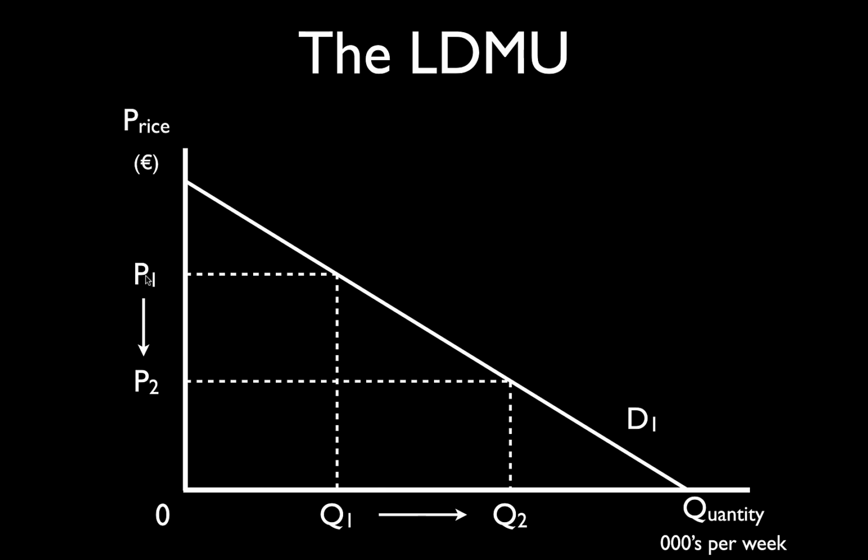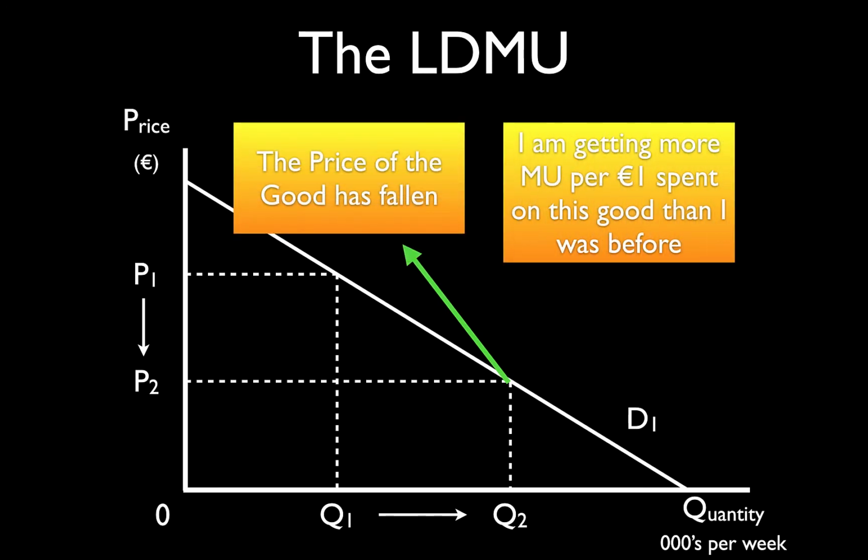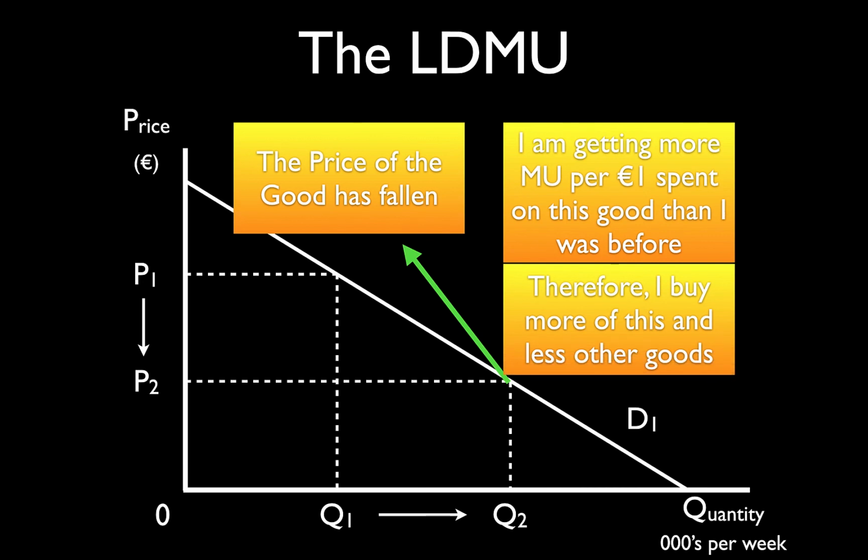Right, so what we've got now is we've dropped our price from P1 to P2, and we're saying that quantity has increased, and that is true. The price of the good has fallen. Therefore, this consumer is getting more marginal utility per euro spent on this good than they were before. We're assuming a ceteris paribus relationship, which means that the price and marginal utility of all the other goods have stayed the same. Therefore, I buy more of this good and less of others because I am getting a higher marginal utility to price ratio.